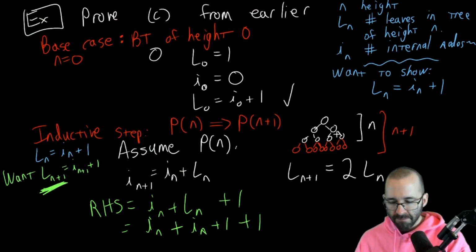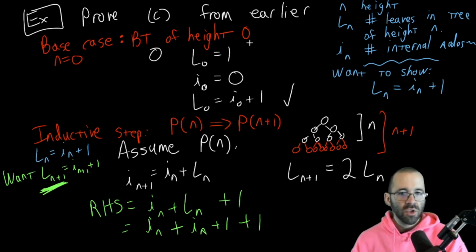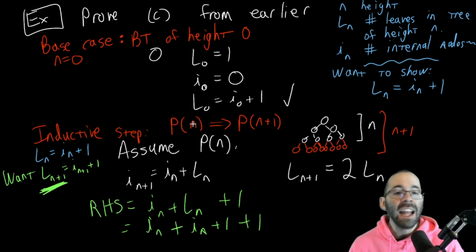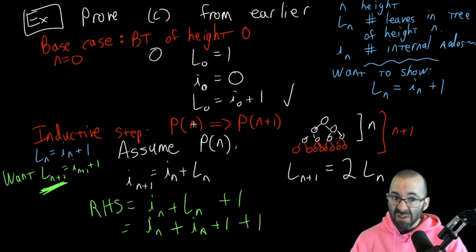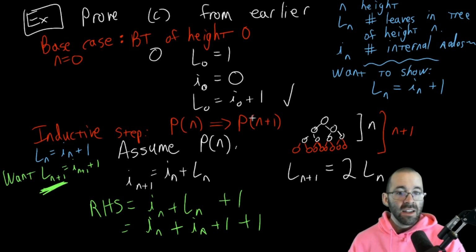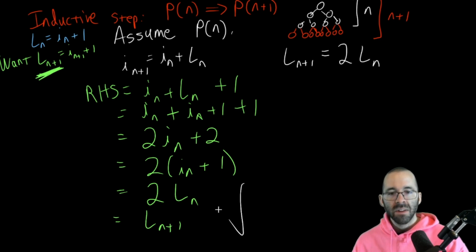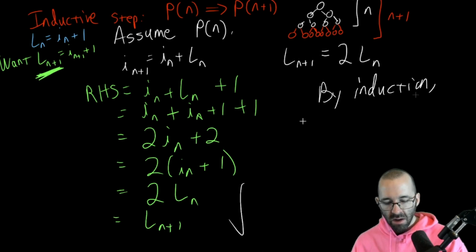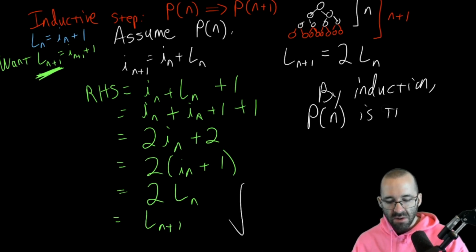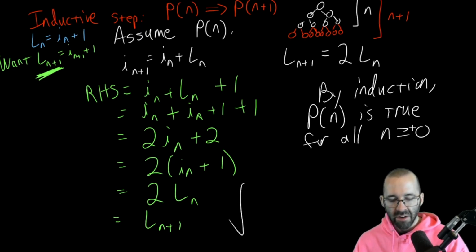So what have we done? We've shown the base case was true. We've shown it's true for a tree of height 0. We've also said if it's true for any random height, and that's a big if, it's always going to be true for the next height. That's what we showed right here in this green step. So we can say by induction, P of n is true for all n greater than or equal to 0.